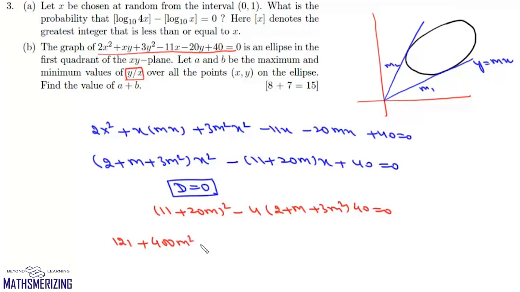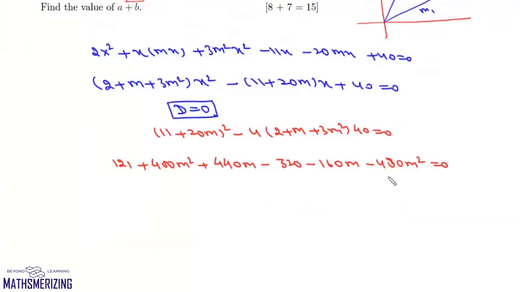plus 400m square plus 440m minus 320 minus 160m minus 480m square equals 0. Now we can write this equation as 80m square minus 280m plus 199 equals 0.